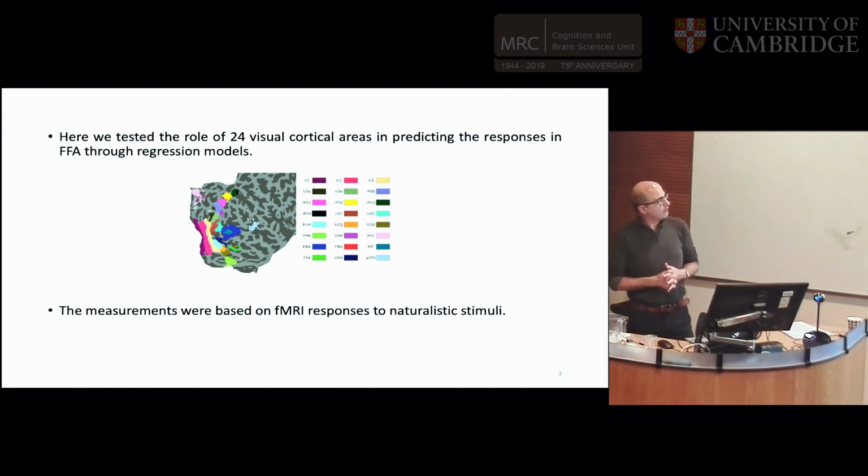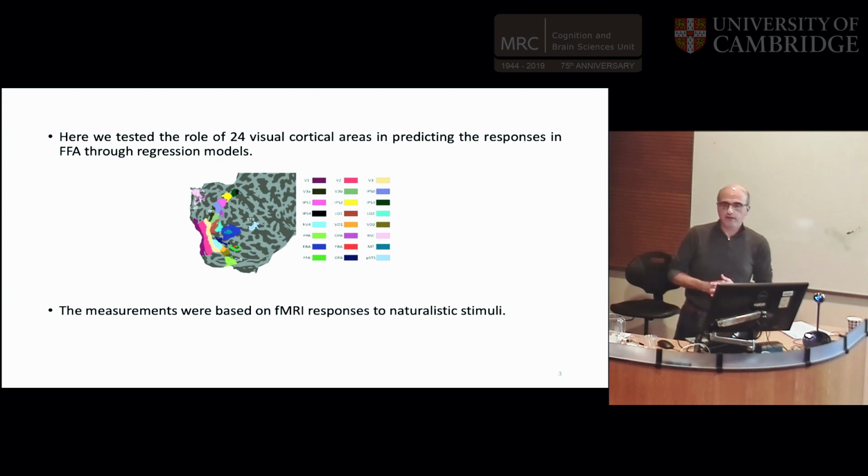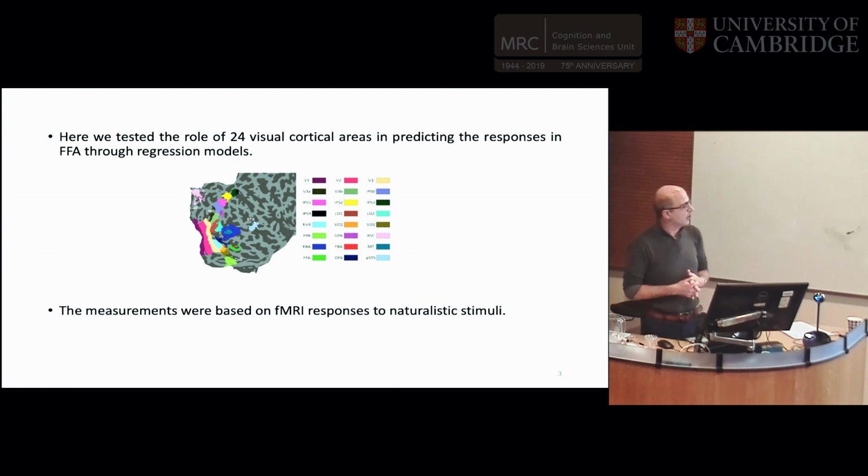We also identified some functional areas using functional localizers. So we had a motion localizer to identify area MT, which is a motion selective area. We also had localizers to identify face areas, body areas, and place areas. So in total, we have 24 areas, and we want to see how these areas are contributing to the responses in FFA.